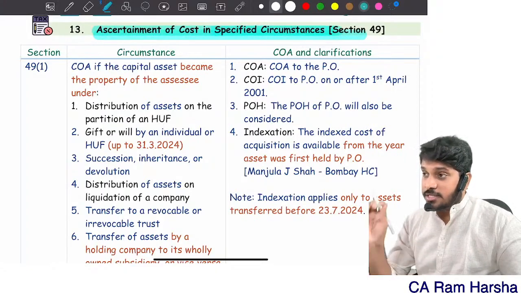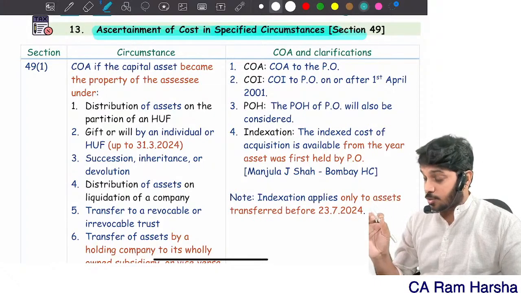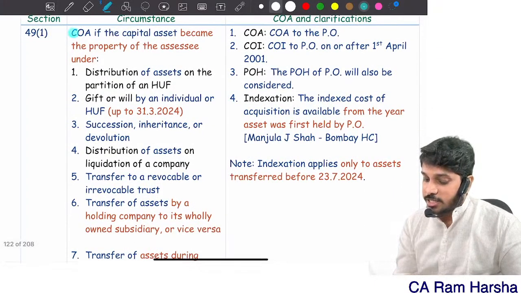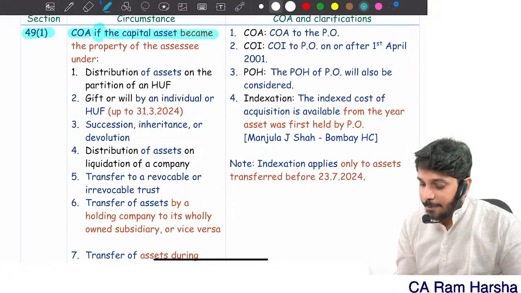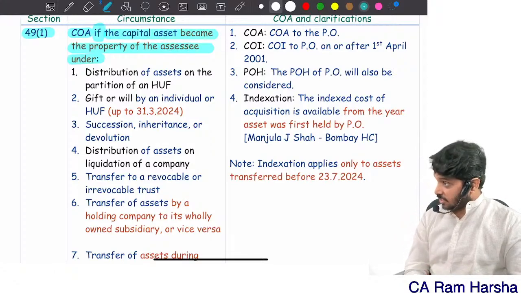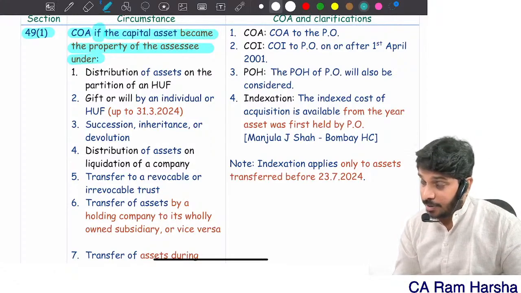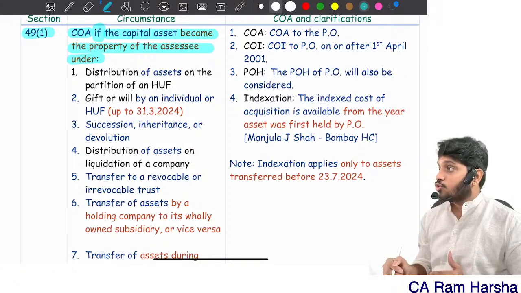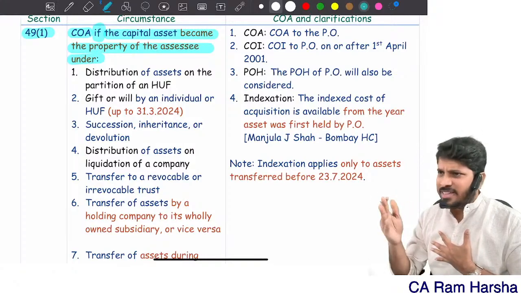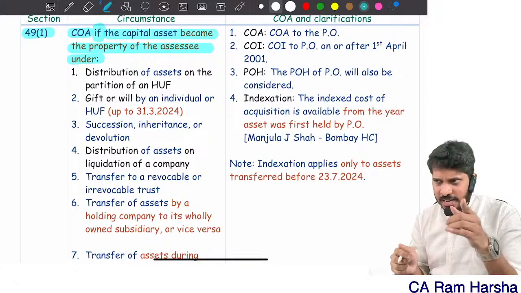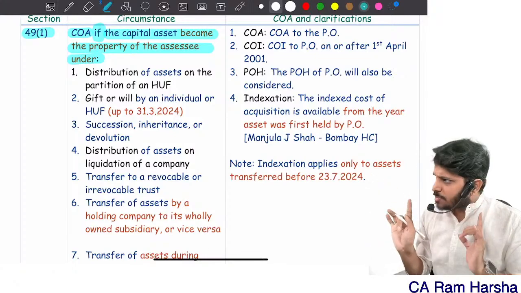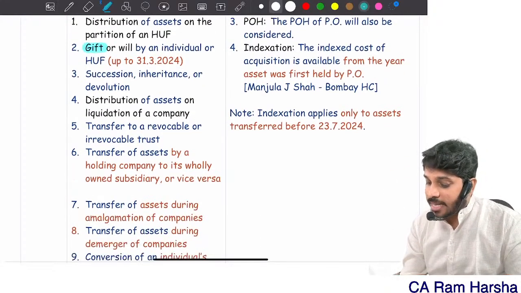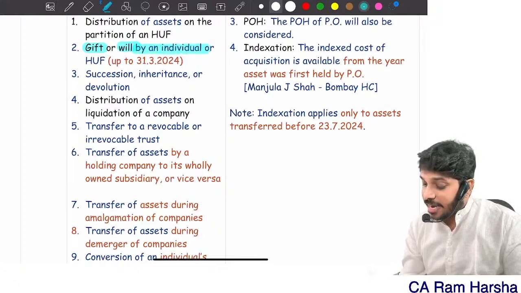There are some circumstances where cost of acquisition has to be determined. What are the circumstances? 49 subsection 1: if the capital asset became the property of the SSC under the following modes. I didn't buy the capital asset. I am selling the asset now, right? In the problem, they'll give you some asset you sold. That asset was not purchased by me. That asset was given to me as gift, or given to me under will, by an individual or HUF.